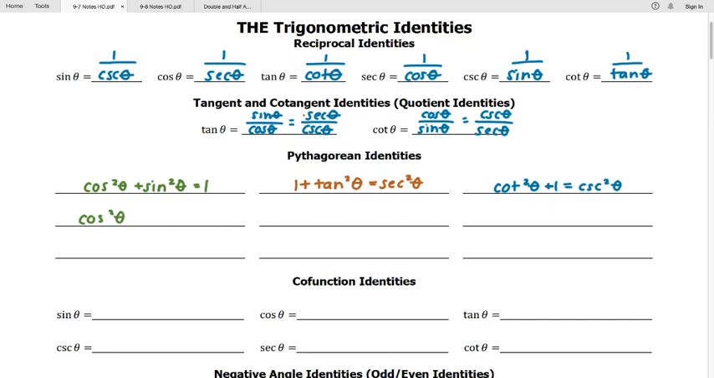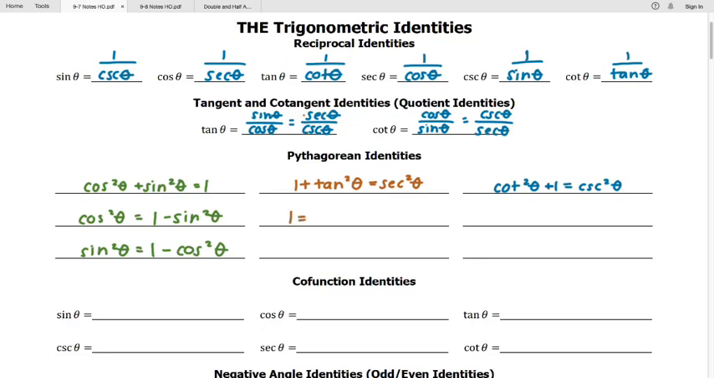The second identity that goes along with this is that the cosine squared of theta is equal to 1 minus the sine squared of theta. And then the last one, I'm going to subtract cosine squared from both sides. So sine squared is equal to 1 minus cosine squared of theta. So they're all related to the one we started with at the top. I'm just moving things around.